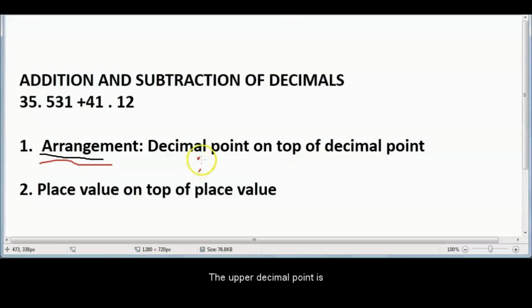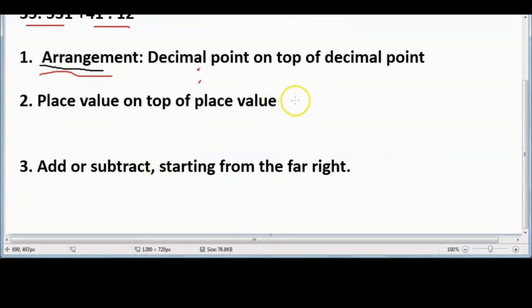The upper decimal point is for the 35.531 and the lower decimal point should be for 41.12. With the dots in place, the next thing is to place the corresponding place values. So we're going to have 35 point 531 on top of 41.12.